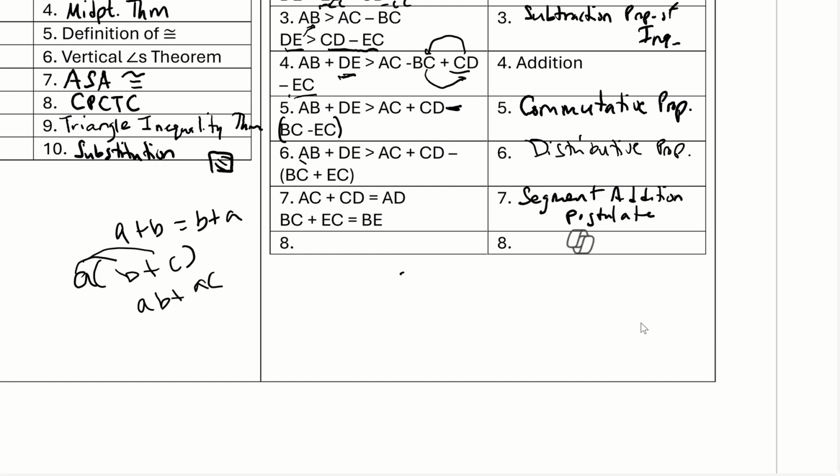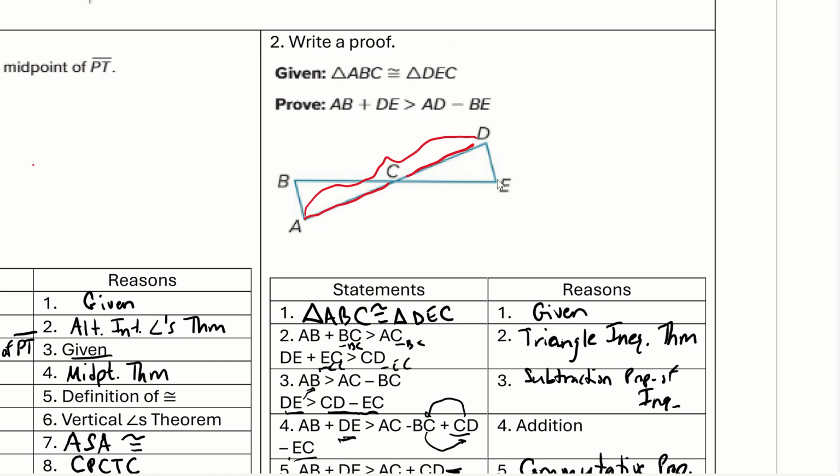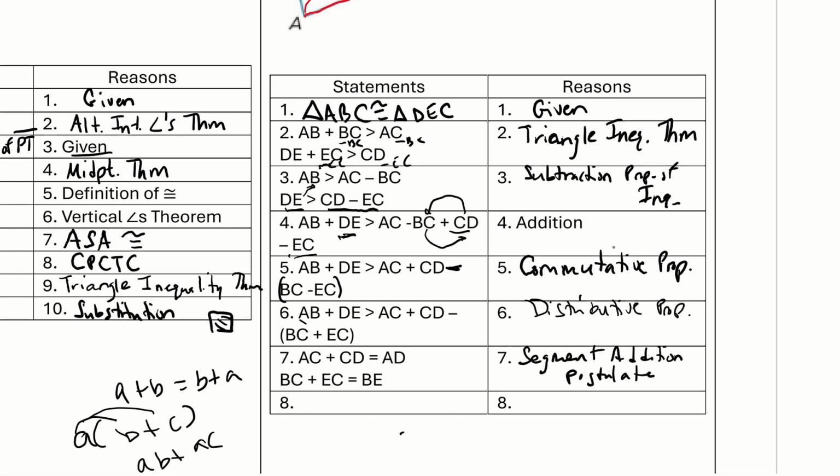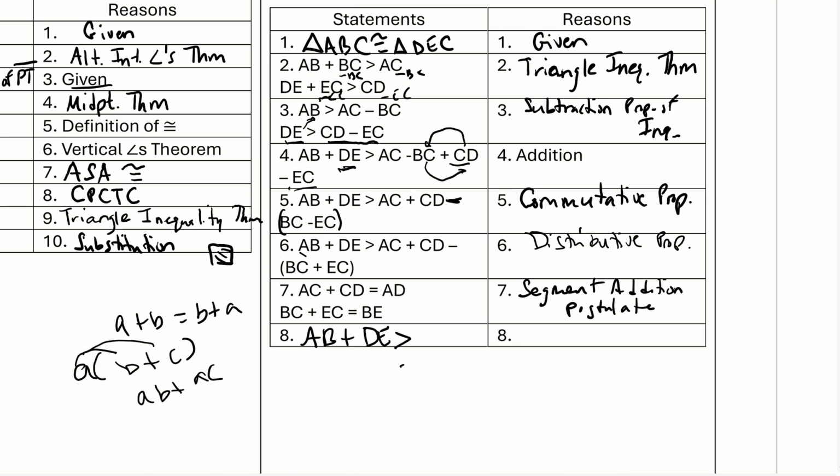Remember, the last statement has to be the proof statement, right? So the proof statement is this guy: AB plus DE is greater than AD minus BE.